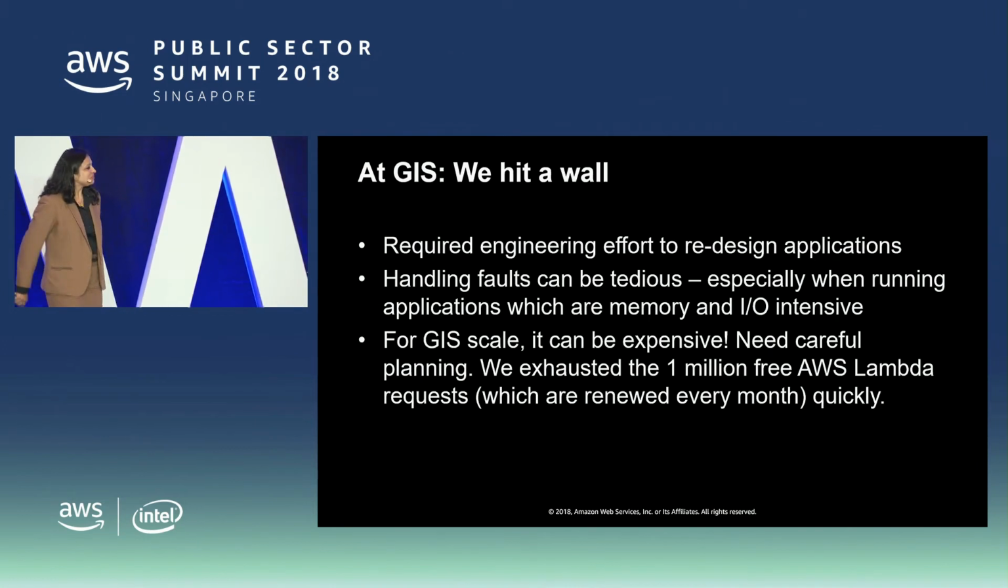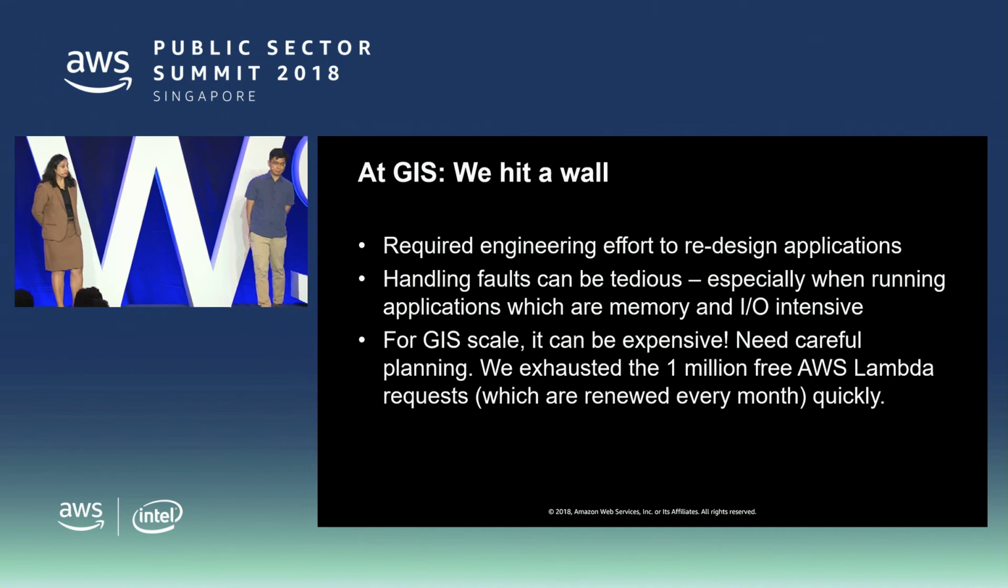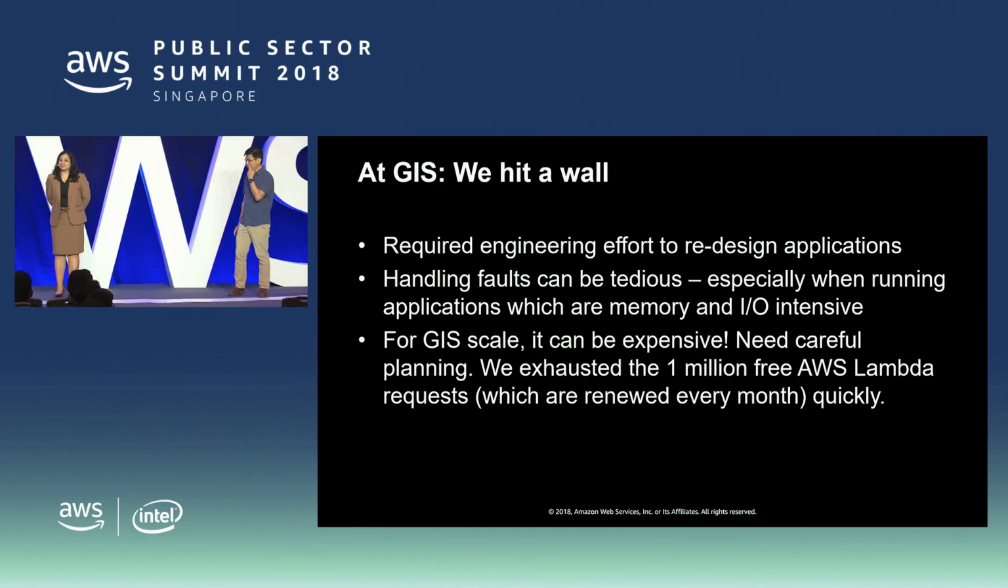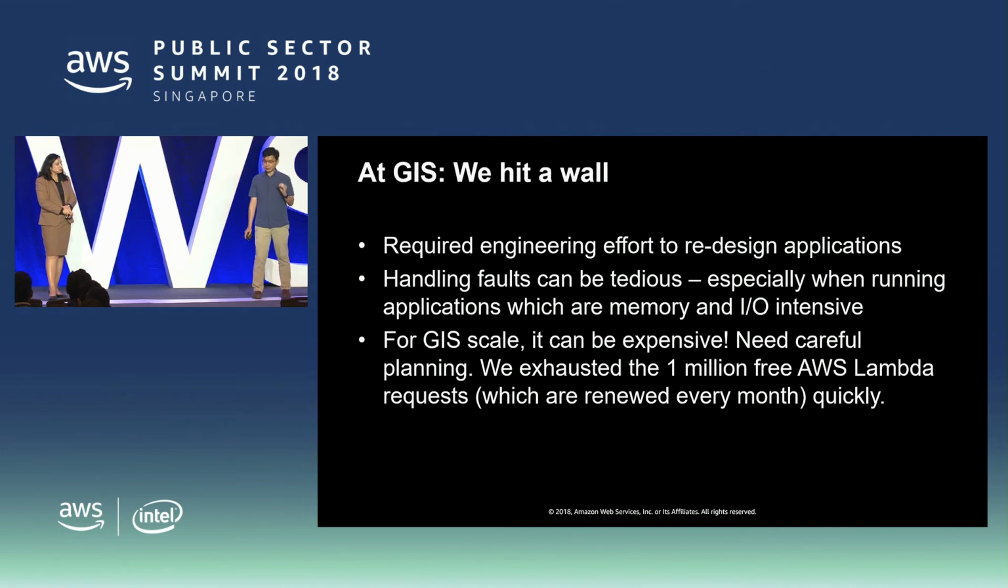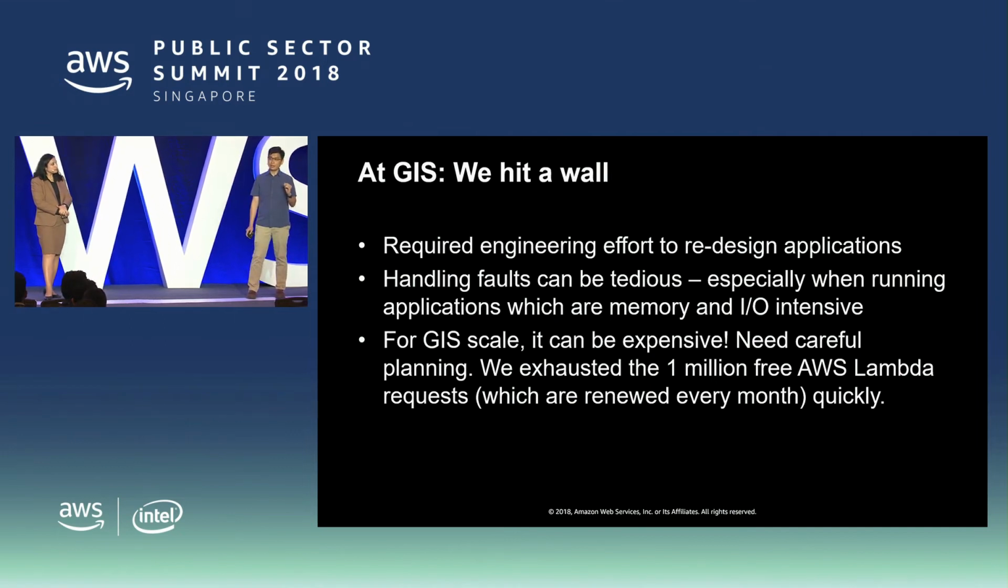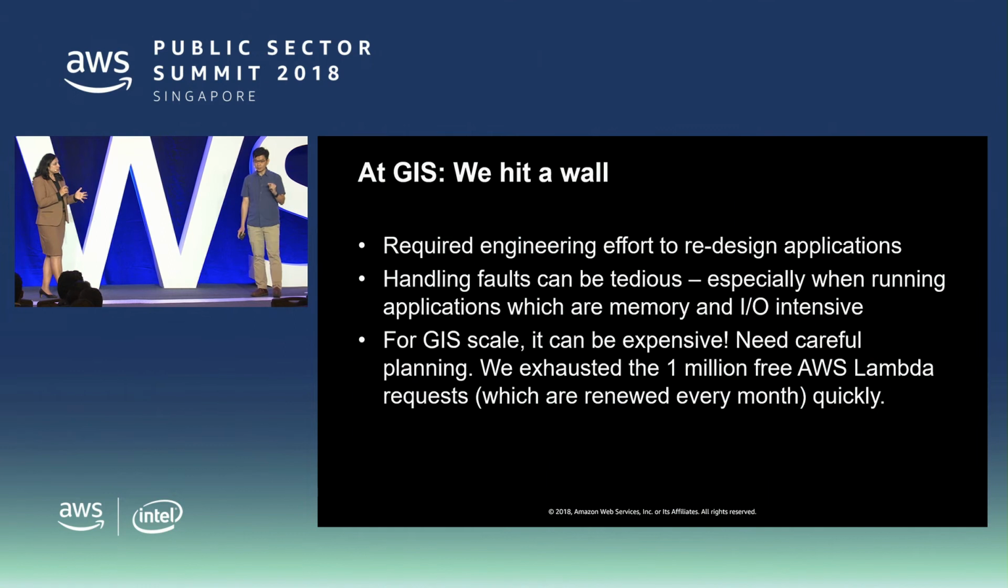Right. Not so good, actually. We actually hit the wall with Lambda. For a start, you have to port your tools into Lambda functions. Imagine having to do that for dozens of tools in every single pipeline. That's too hard. And then there are the faults. It's pretty tedious to handle the faults when you're running applications which are really intensive in terms of memory and I/O requirements.